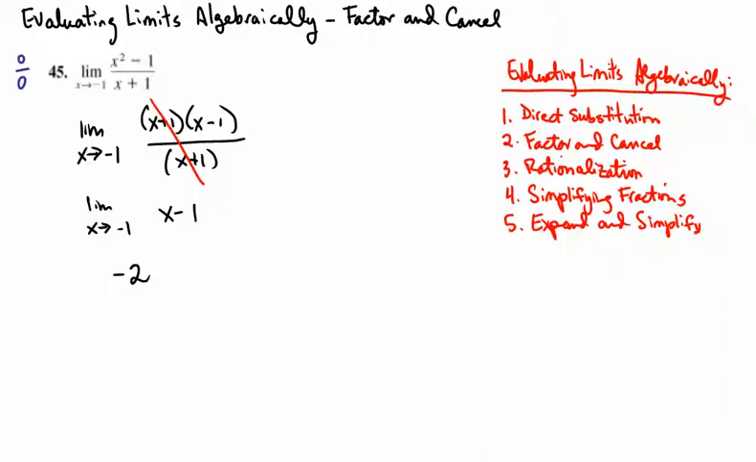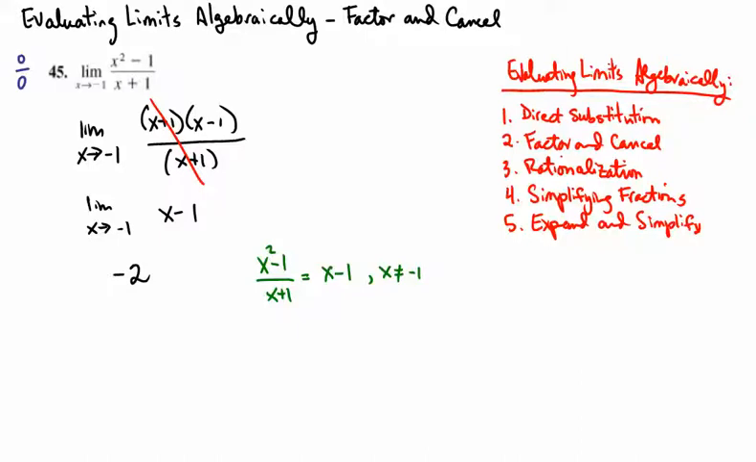So what this tells us is that (x squared minus 1) over (x plus 1) is the same as the function x minus 1. Let's write that again. x squared minus 1 over x plus 1 is equivalent to x minus 1 for all x not equal to -1.